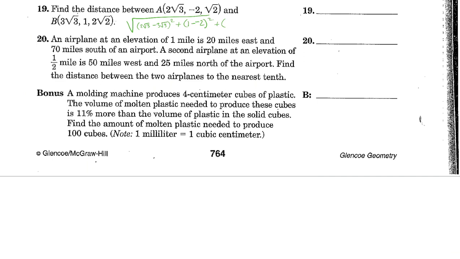So it doesn't matter the order, but I chose the top one first. So √2 minus 2√2 squared. Okay, so that's equal to the square root of 1, so -√3 squared plus, and then 1 minus negative 2 is 1 plus, so that's plus 3 squared, plus negative root 2 squared, that's a negative sign. And so that's equal to 3 plus 9 plus 2, or the square root of 14. So it said find the distance, square root 14.